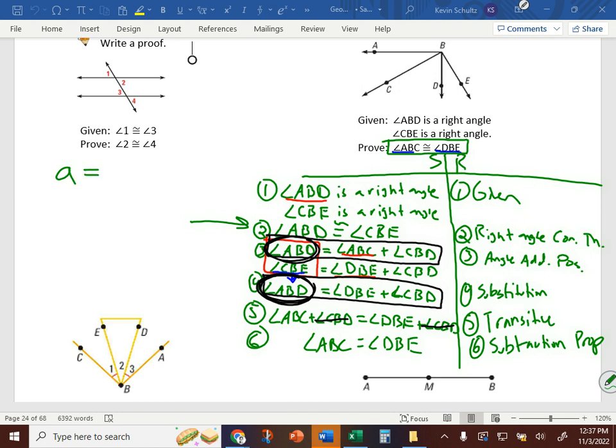ABD was equal to ABC plus CBD. ABD was also equal to DBE plus CBD. Therefore, ABC plus CBD equaled DBE plus CBD, right? Here's our angle ABD here. The two things that are the same, follow me? ABD equaled something different in each case. If that's true, the transitive property says that these two different expressions will be equal to each other, which is what we wrote in step 5.